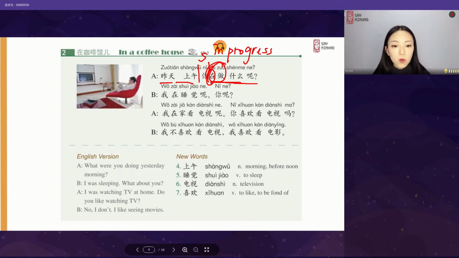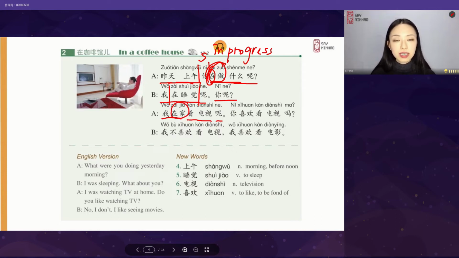Next sentence, 我在睡觉呢。I was sleeping. 在睡觉，在睡觉。I was sleeping. And asked again, 你呢？What about you? 呢 is used to ask about things mentioned before. A said, 我在家看电视呢。我在家 in this structure, 在家 this 在 doesn't indicate the action is in progress.